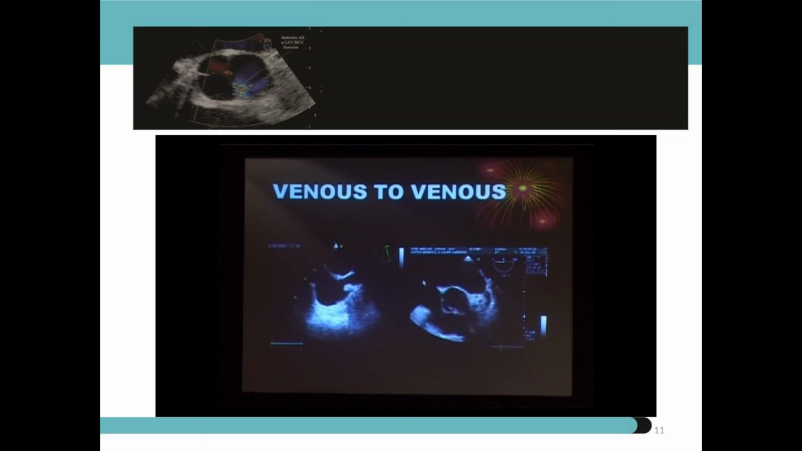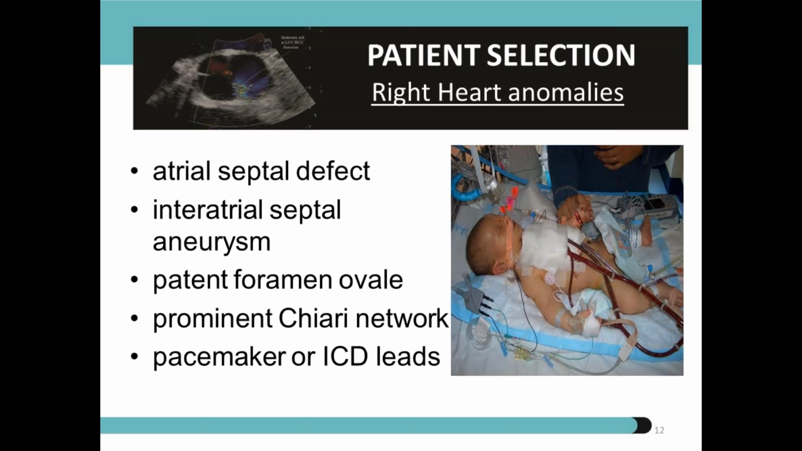Here is your RCA, here is your left circumflex or your left main, which divides into the LAD and the left circumflex upstairs. So those are the two views which are important. The third view, which is very, very important to rule out, is an ASD, an interatrial septal aneurysm, the presence of a PFO, a prominent Chiari network, and any pacemaker or ICD leads.